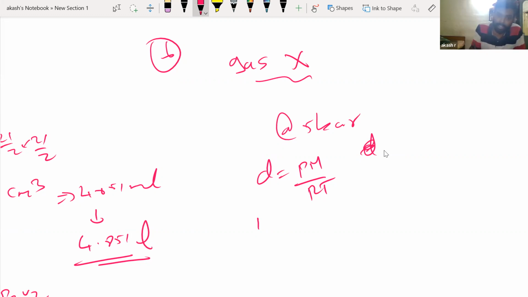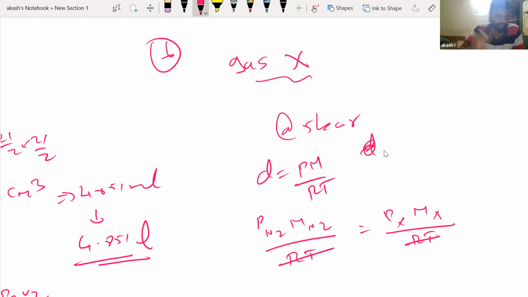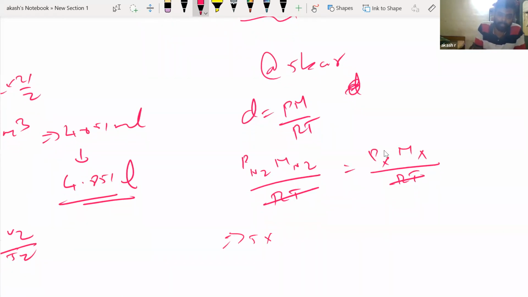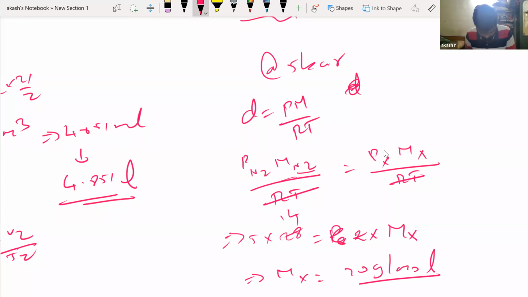So we have P of N2 into the molecular mass of N2 divided by RT is equal to P of gas X into the molecular mass of gas X divided by RT. RT gets cancelled. The pressure of N2 is 5 bar, and the molecular mass of N2 I know is 28, because we're talking about N2. The pressure of X is given to be 2 bar, into the molecular mass of X. So 5 into 14, the molecular mass of X is 70 gram per mole. That's the answer. Very simple question.